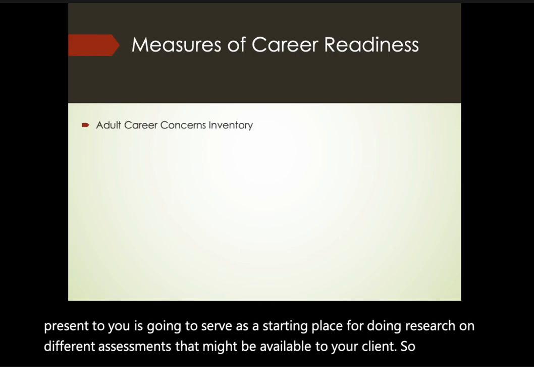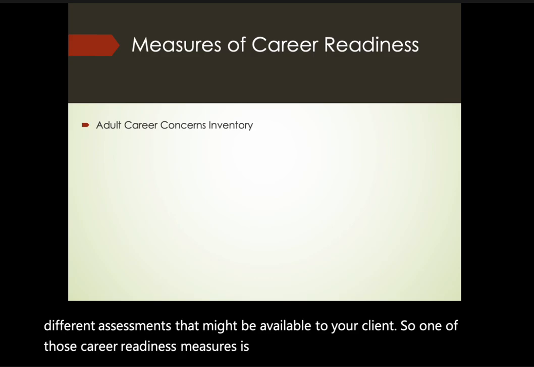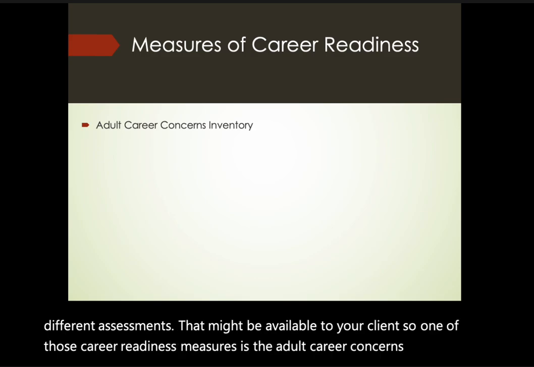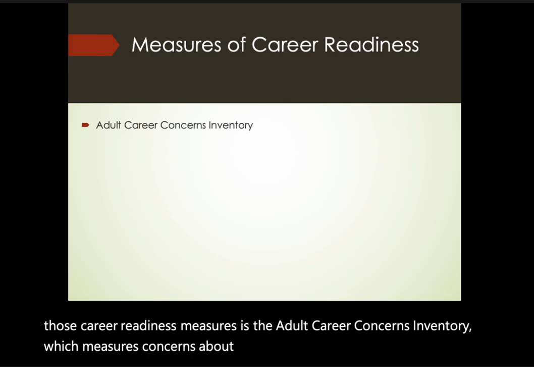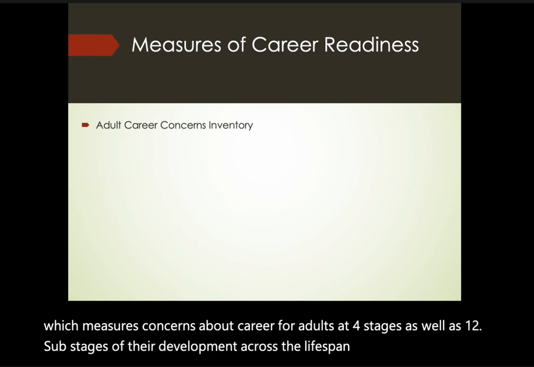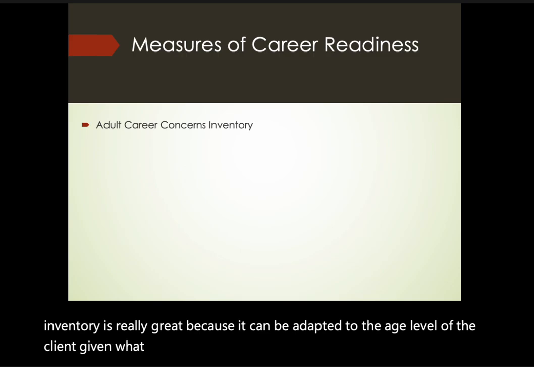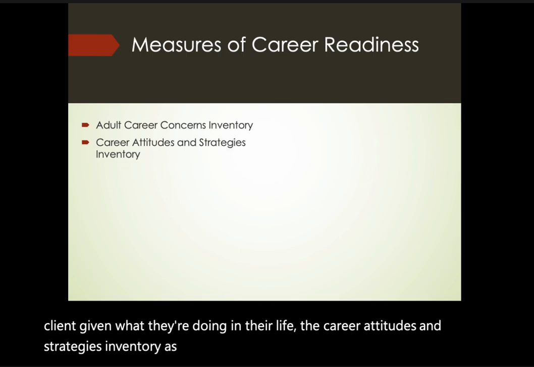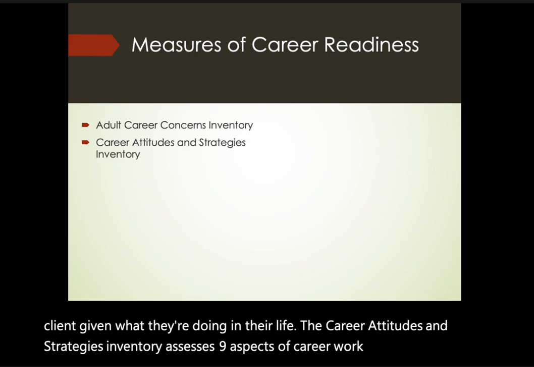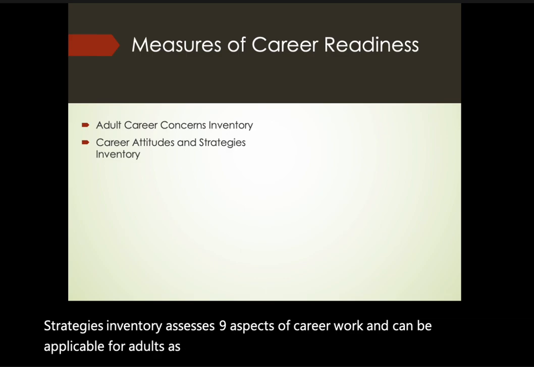So, one of those career readiness measures is the Adult Career Concerns Inventory, which measures concerns about career for adults at 4 stages, as well as 12 substages of their development across the lifespan. So, this particular inventory is really great because it can be adapted to the age level of the client given what they're doing in their life. The Career Attitudes and Strategies Inventory assesses 9 aspects of career work and can be applicable for adults as young as 17 and up to 77 years of age.